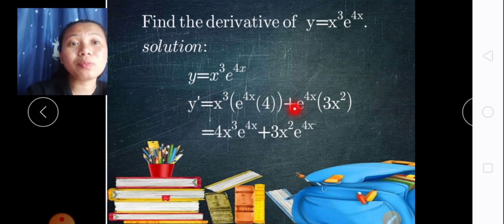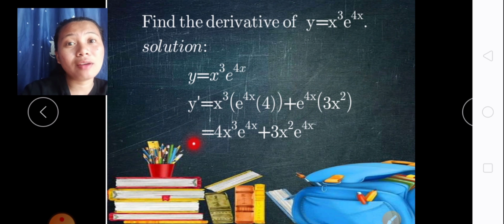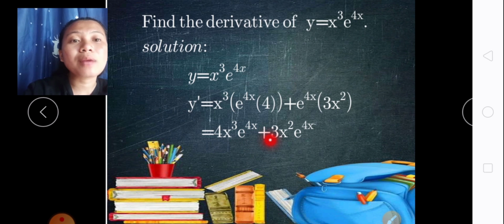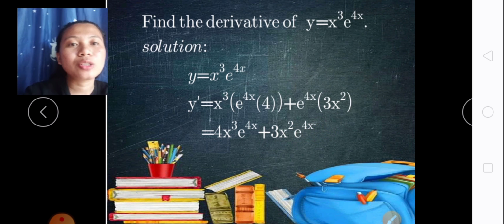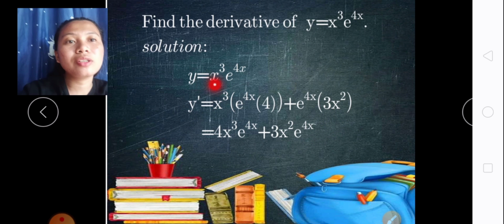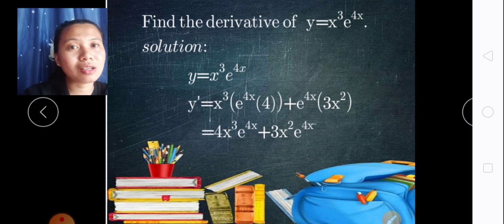So as we simplify it, so we can have the final answer. So x cubed times e to the 4x times 4, we have 4x cubed times e to the 4x plus 3x squared e to the 4x. So that is our final answer. The derivative of y equals x cubed times e to the 4x is y prime equals 4x cubed times e to the 4x plus 3x squared times e to the 4x. So that is the final answer of example number 3.